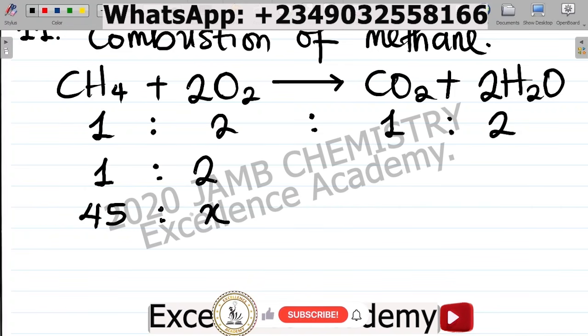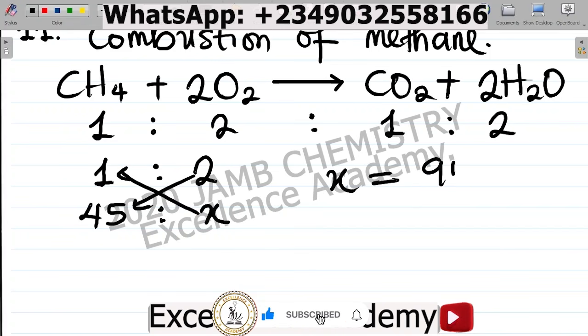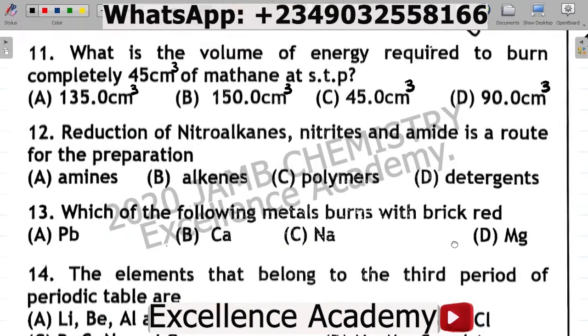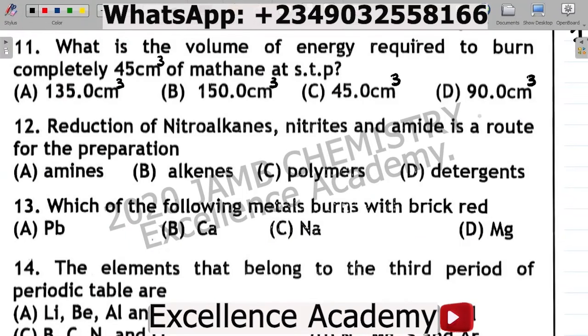All we have to do here is cross multiply. X times 1 gives you X. It's equal to 2 times 45. That gives you 90, so that becomes 90 cm cube. So that's how you do this. Let's see which option is 90 cm cube. That is option D. So for this question, option D, 90 cm cube, is your correct answer.